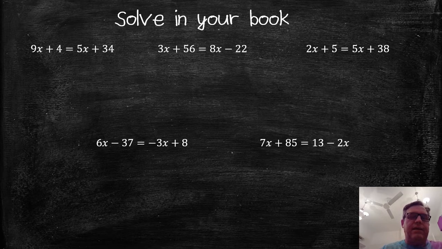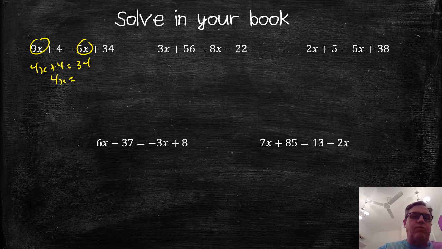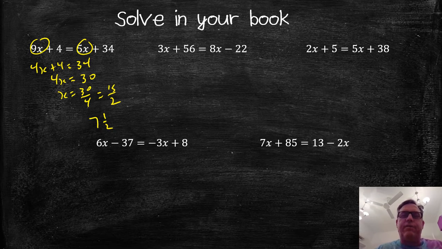Okay, let's see how we did. For the first one, I have 5x and 9x, so I'm going to move the 5x, take away 5x from both sides. 4x plus 4 equals 34. Take away 4 from both sides, 4x equals 30. X equals 30 over 4, which equals 15 over 2. You can leave it like that or change it to 7.5, but you can leave it as a simplified improper fraction.